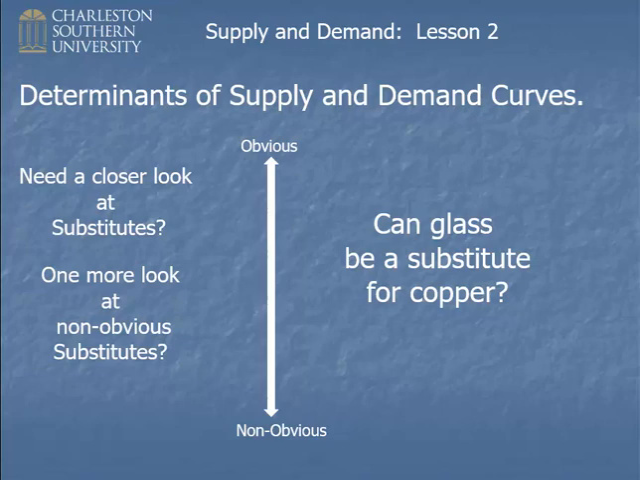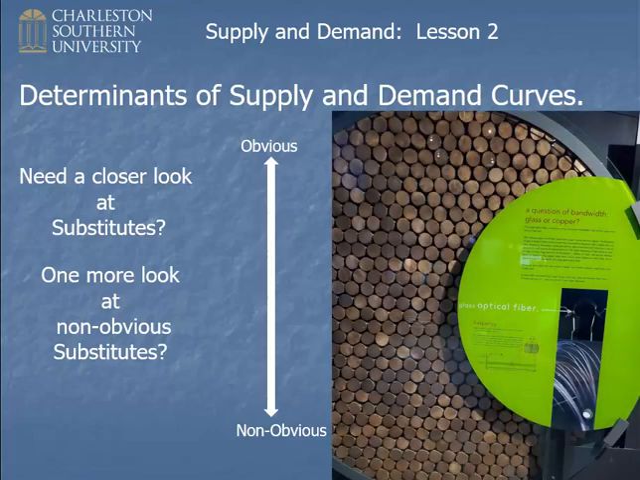I didn't think I would find an example for this class, but I did. Can glass be a substitute for copper? Well, it seems obviously no. Of course it can't. But I came upon this display at the Corning Glassworks Museum, and this is bundles of copper cable. And this display is about the bandwidth that's able to pass through fiber optics.